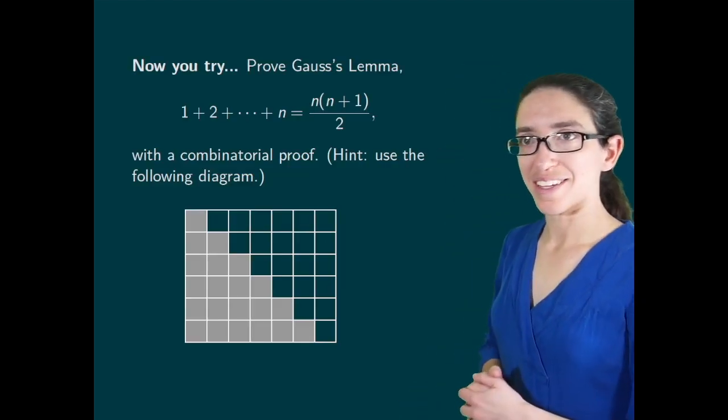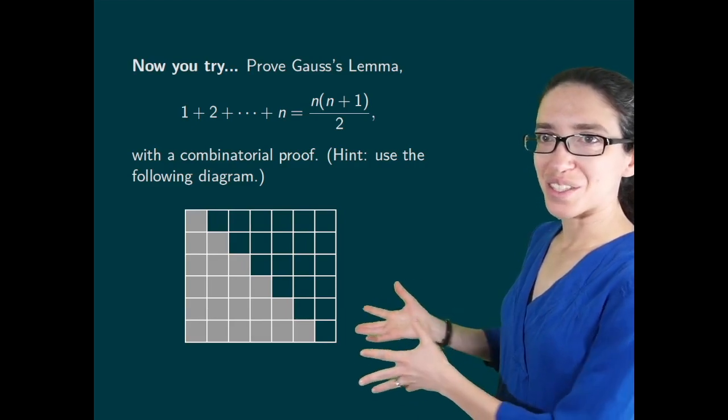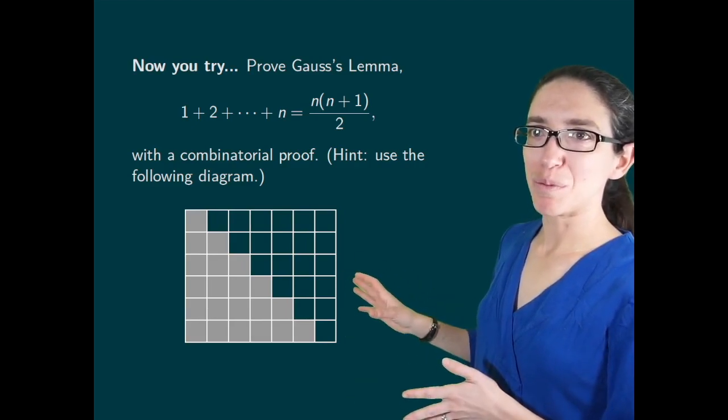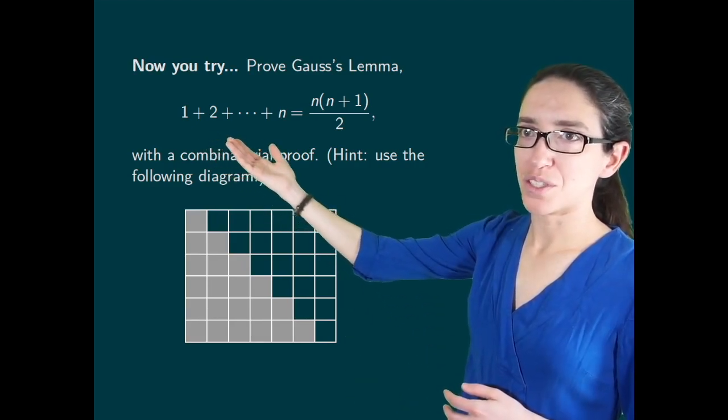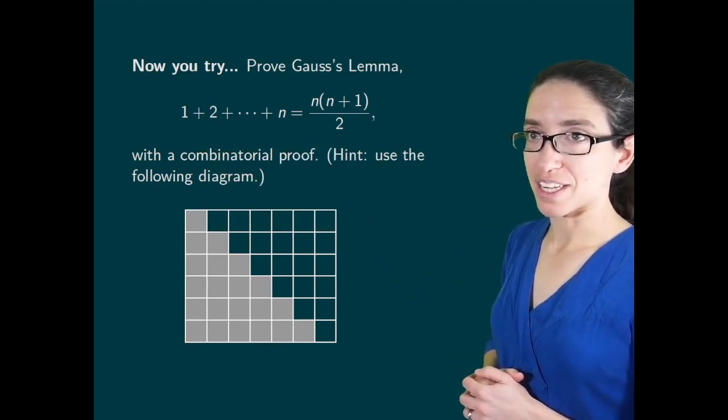So now you try. Prove Gauss's lemma using a counting in two ways proof. As a hint, use the following diagram. This might help prove visually that 1 plus 2 plus 3 up to n is n times n plus 1 divided by 2. And that's all for today, and I'll see you next time.